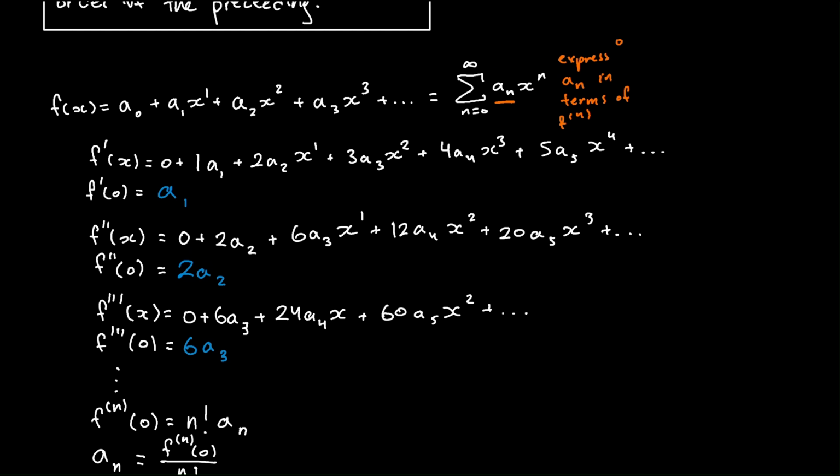So now all that is left to do is to substitute this value of a sub n, which is in terms of the nth derivative of f evaluated at 0, and n, into our summation. So that's just equal to the sum from n equals 0 to infinity of the nth derivative of f evaluated at 0, divided by n factorial, times x to the n.